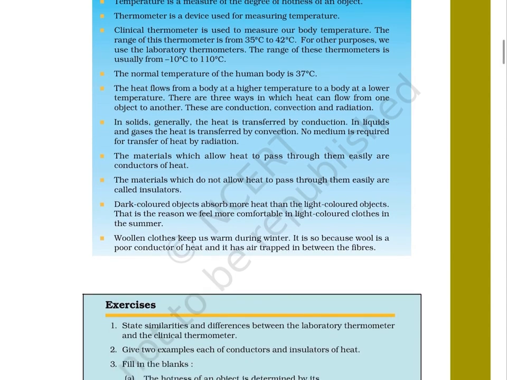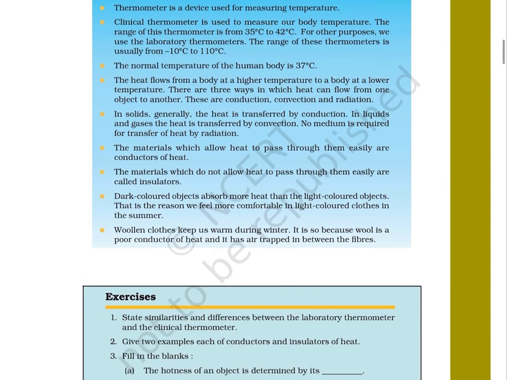8. The materials which allow heat to pass through them easily are conductors of heat. 9. The materials which do not allow heat to pass through them easily are called insulators. 10. Dark colored objects absorb more heat than the light colored objects. That is the reason we feel more comfortable in light colored clothes in the summer.